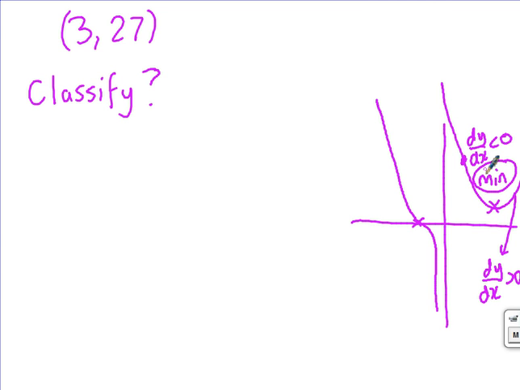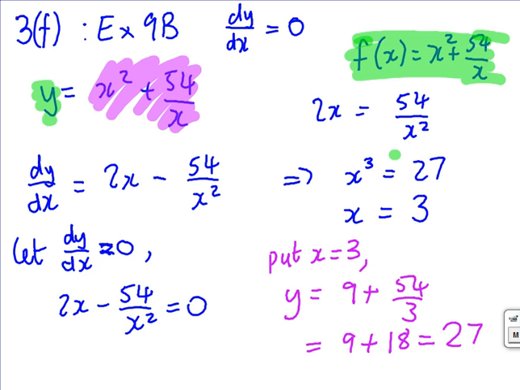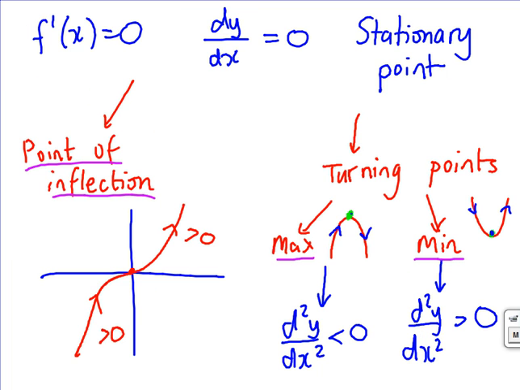However, you are not expected to be able to draw the graph of x squared plus 54 over x. So what other options do you have? Well, this is a little bit new, but no new skills, just new application of the skills that you've already got. What we need to do is differentiate again and use what we discussed briefly last time. So if we differentiate again and put our x value in and it's less than 0, then it's a maximum point. If we differentiate again and put our x value in and get something that's bigger than 0, it's a minimum point. So let's try that.